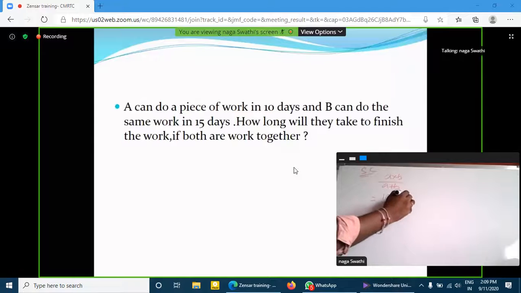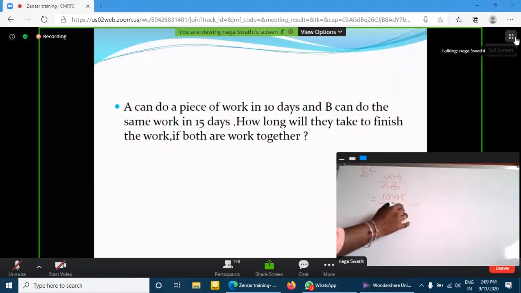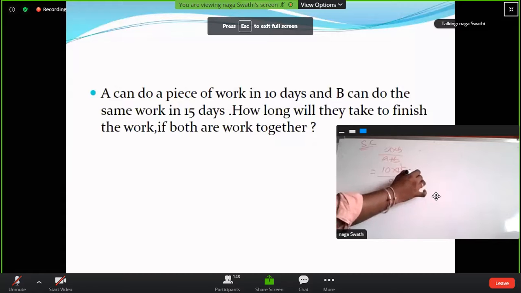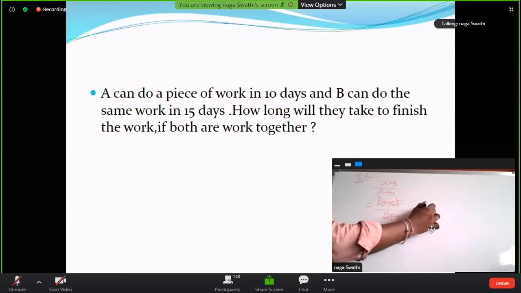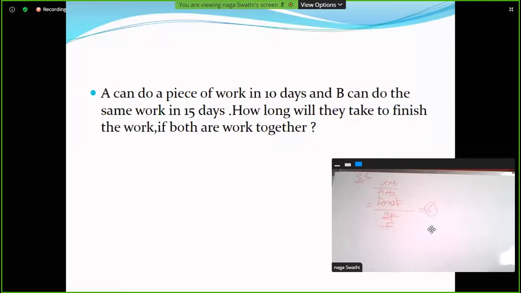So 10 into 15 by 10 plus 15, 25. 5 fives, 5 threes, 5 ones, 5 twos. Answer 6. This is the answer. This is shortcut one.